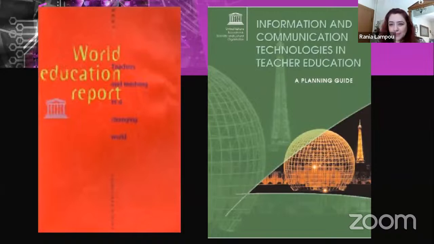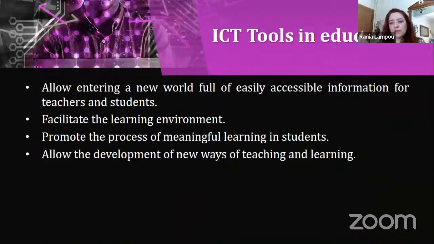The learner is the protagonist of the class because he is the one who must be autonomous and work in collaboration with his peers. So ICT tools are very important in teacher training, and not only in initial training, but throughout our professional lives. Because these tools favor especially schools that do not have libraries of teaching materials, allow entering the new world full of easily accessible information for teachers and students.